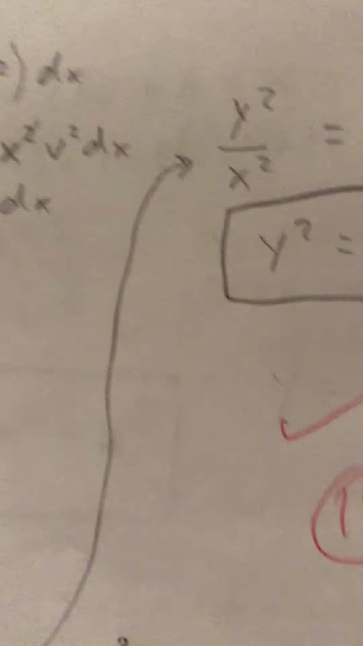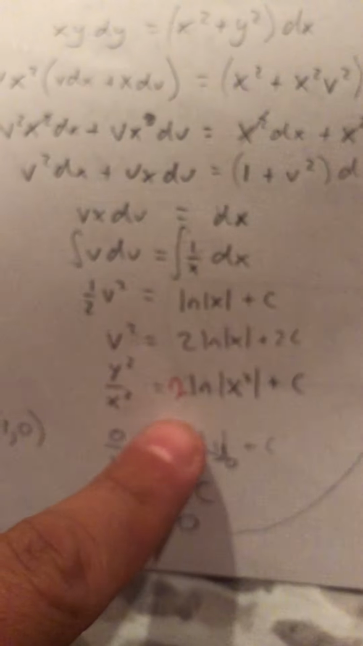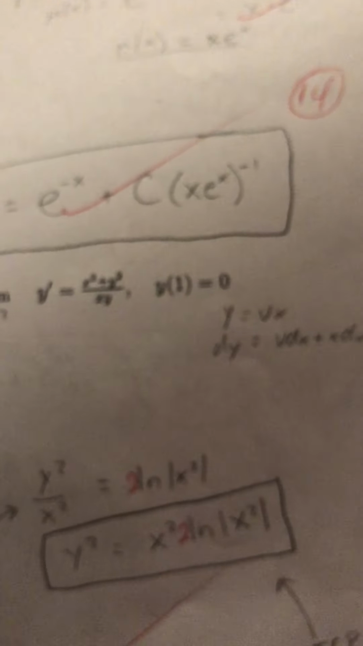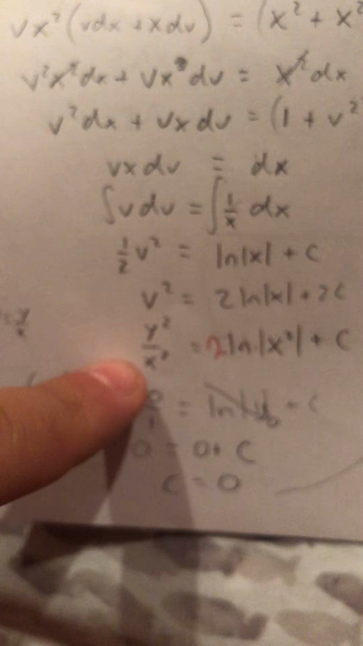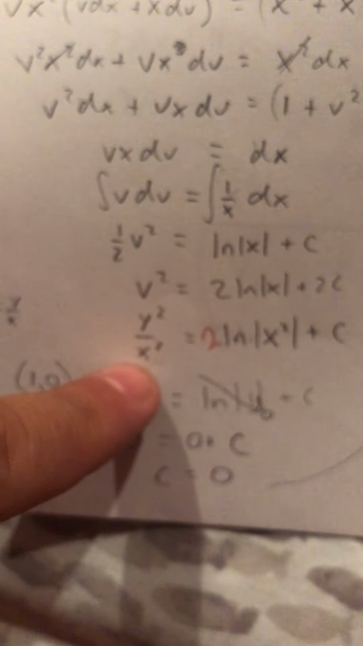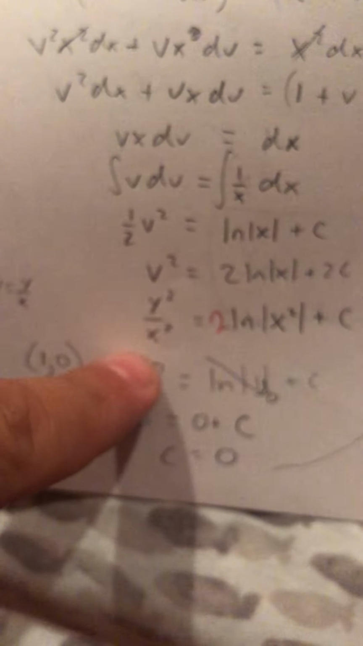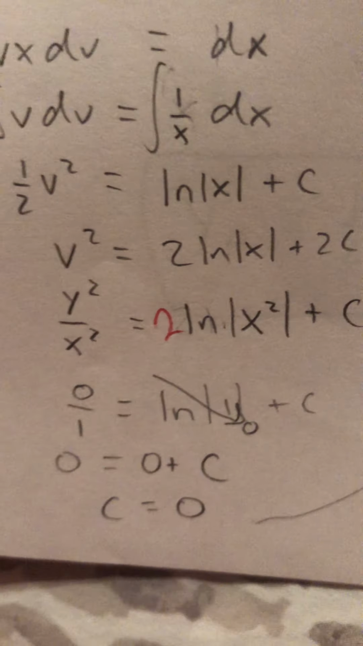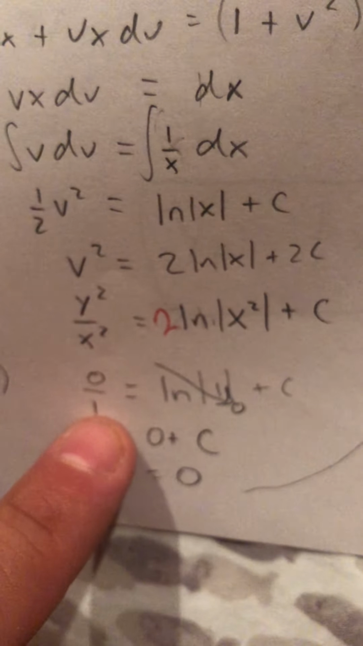And then you're at that point, right? Well, now you want to plug in your initial condition, which is y of 1 is equal to 0. So y when x equals 1 is equal to 0. So 0 over 1, that's 0.